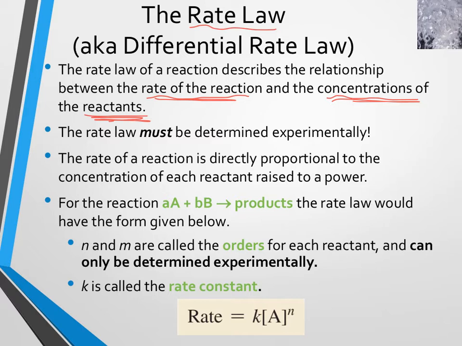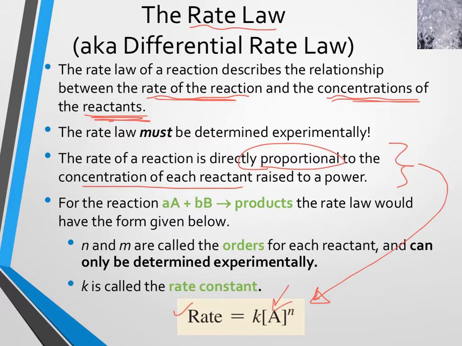The premise for the differential rate law is that rate is directly proportional to the concentration of each reactant raised to a power. So reread this statement while you look at this math expression, okay? The rate of a reaction is directly proportional to the concentration of each reactant raised to some power. Now, this power is what requires that you do an experiment. You can't determine the power that the concentrations are raised to unless you do several experiments.